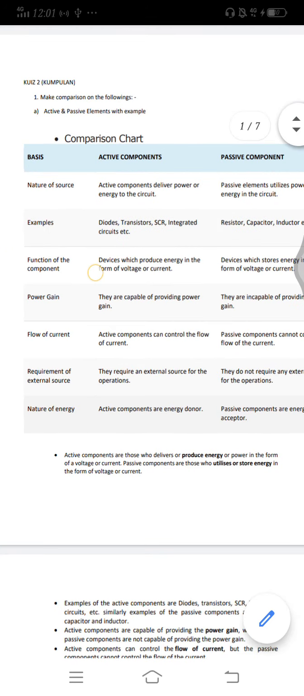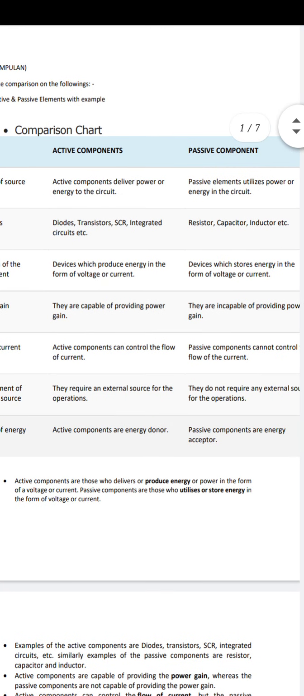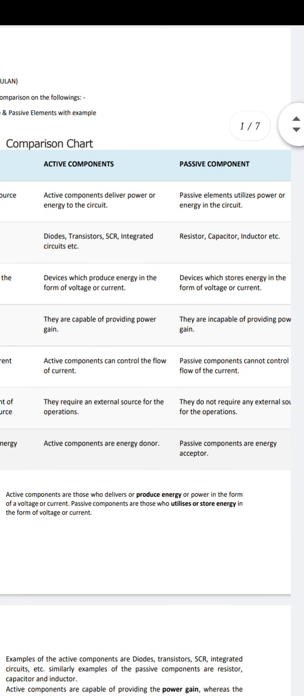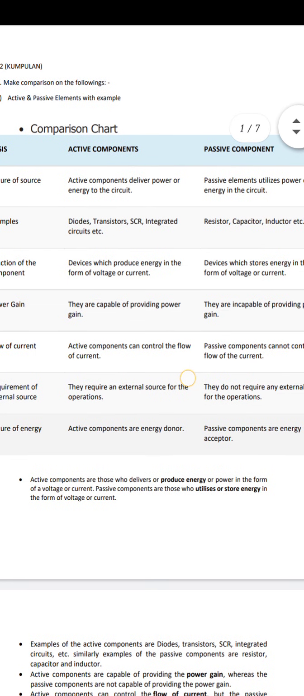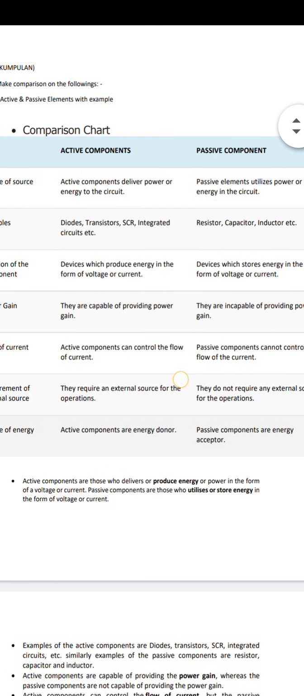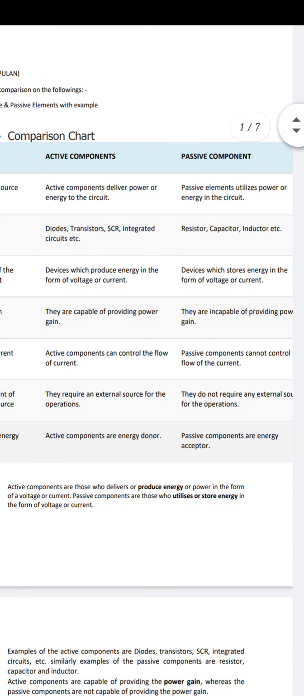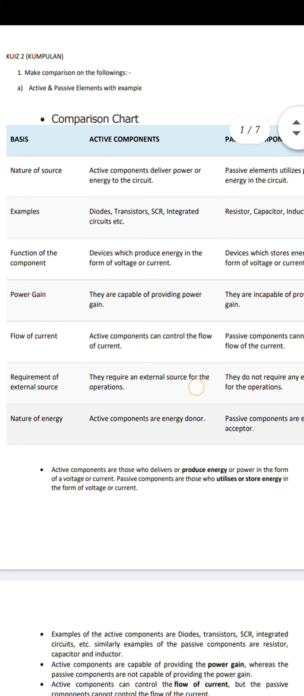The answer is: active components deliver power or energy to the circuit, while passive elements utilize power or energy in the circuit. For example, active components include the diode, transistor, SCR, and integrated circuit. Passive examples are the resistor, capacitor, and inductor.